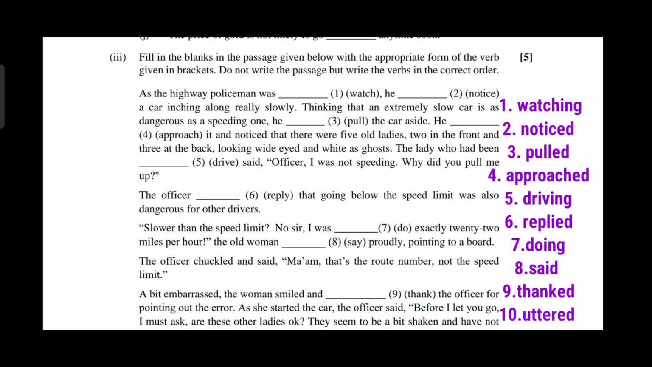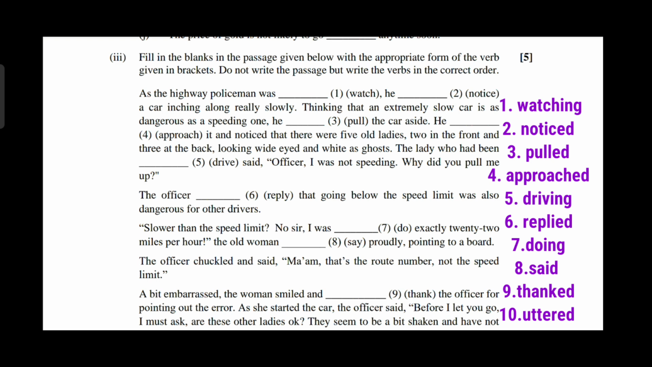The lady who had been driving said, "Officer, I was not speeding. Why did you pull me up?" The officer replied that going below the speed limit was also dangerous for other drivers. After reading this particular passage, you will get a fair idea that this passage is all about the different forms of past tense.